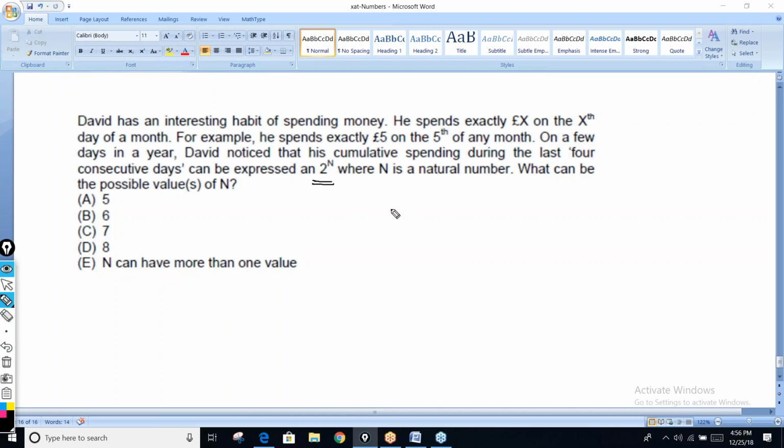Now 2 raised to power n. So the sum of any 4 number can be at least 10. So the spending can be 16. The spending can be 2 raised to power 5, which is 32, or 64, or so on. 128, 256, or so on.